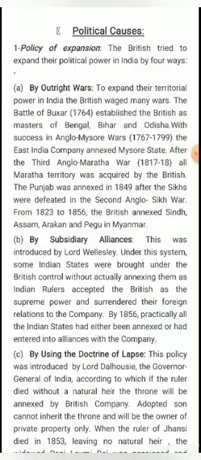The second policy was the subsidiary alliances. This was introduced by Lord Wellesley. Under this system, some Indian states were brought under the British control without actually annexing them, as Indian rulers accepted the British as the supreme power and surrendered their foreign relations to the company. By 1856, practically all the Indian states had either been annexed or had entered into alliances with the company.